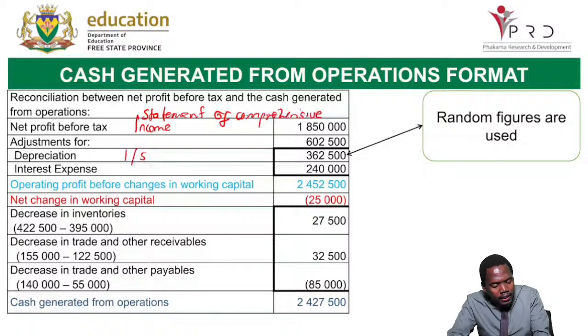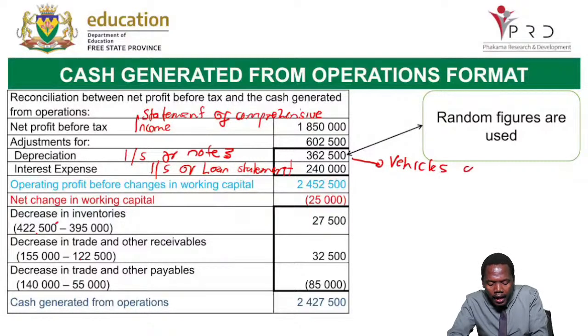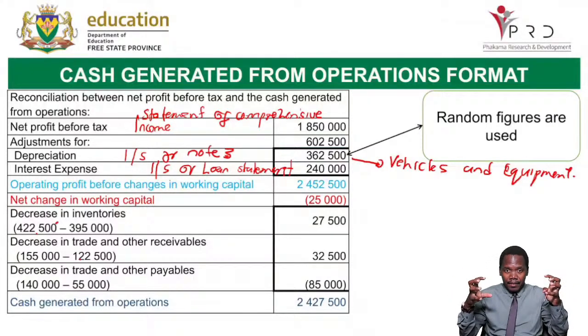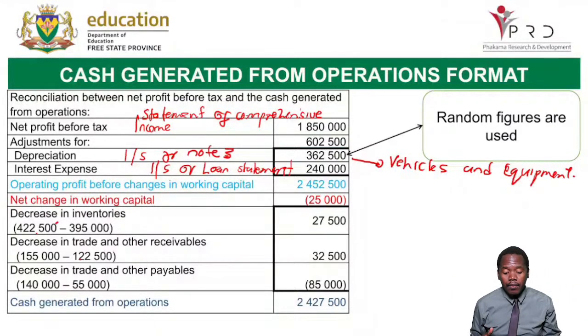We also find them in our statement of comprehensive income, or our loan statement. We find our interest expense, or our note number 3. Remember, this depreciation is the depreciation for the vehicles and depreciation for equipment. So these are two depreciations added together. When I say depreciation for my cash generated from operations, I refer to the two depreciations.